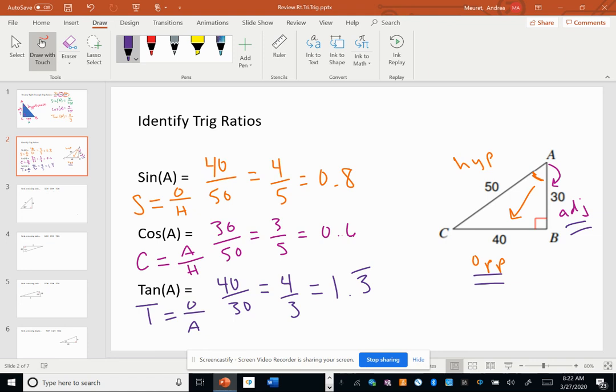And so there you have your review of finding right triangle trig ratios.